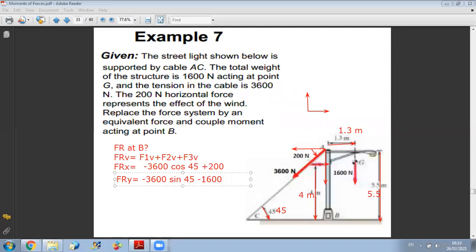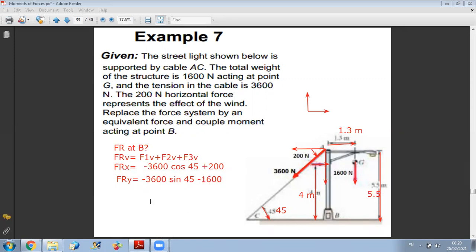Now, I obtained the resultant force. Once I have FRX and FRY, I can simply find the magnitude by taking the radical, and I can find the angle by taking the tangent inverse of the absolute value of FRY over FRX. Now we are done with the resultant force.